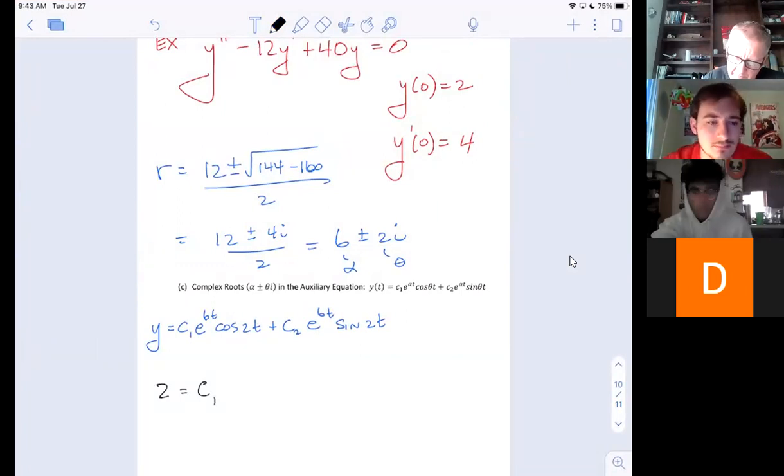What's the cosine of 0? 1. Should really do this in the unit circle. Unit circle's here. I'm at that location. Cosine is the x coordinate. That's 1. So I end up with C1. What happens with C2? Plus C2 times e to the 0, which is 1. But what is the sine of 0?